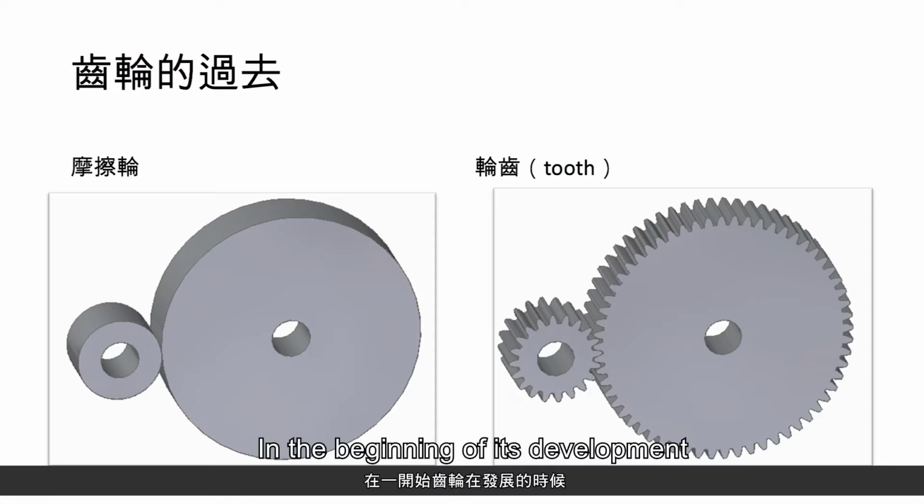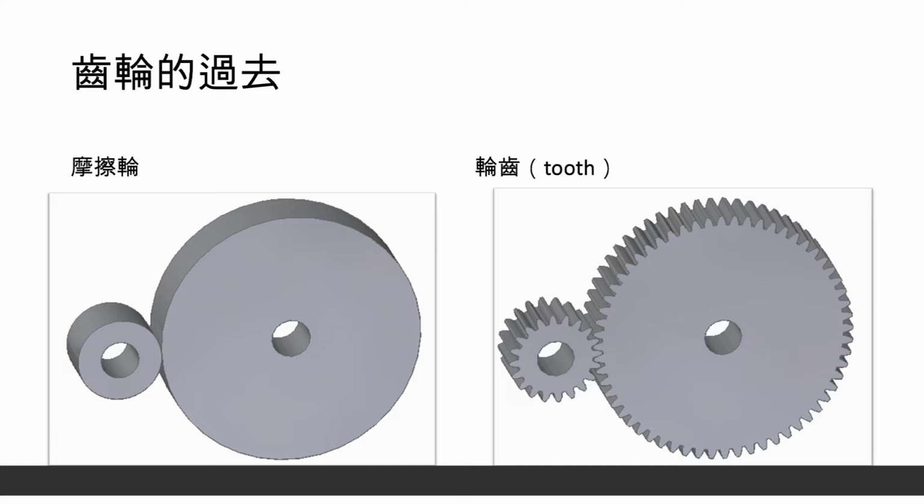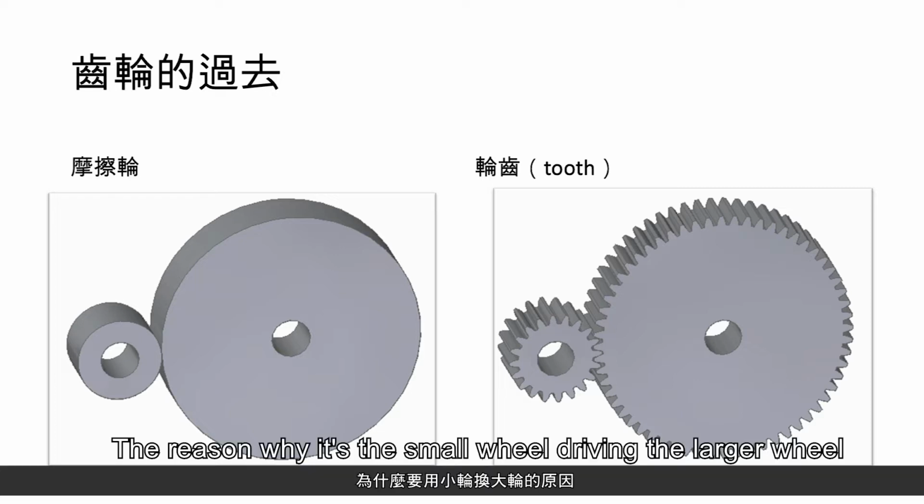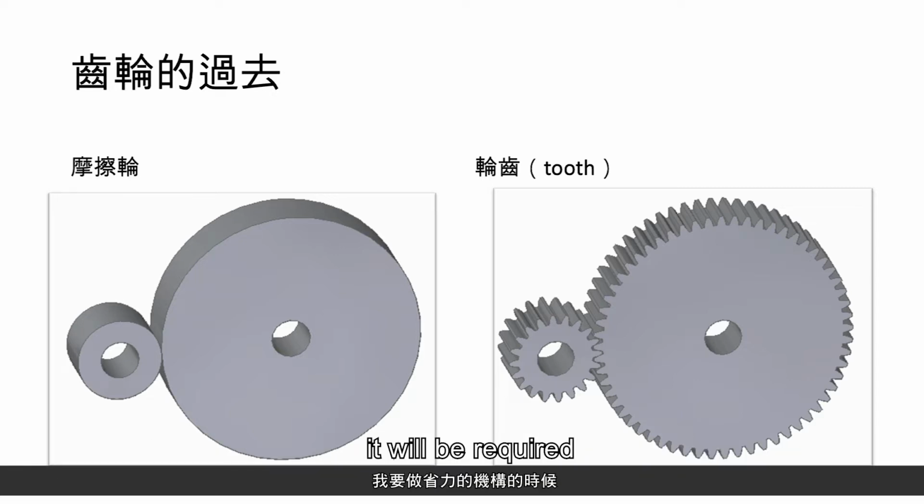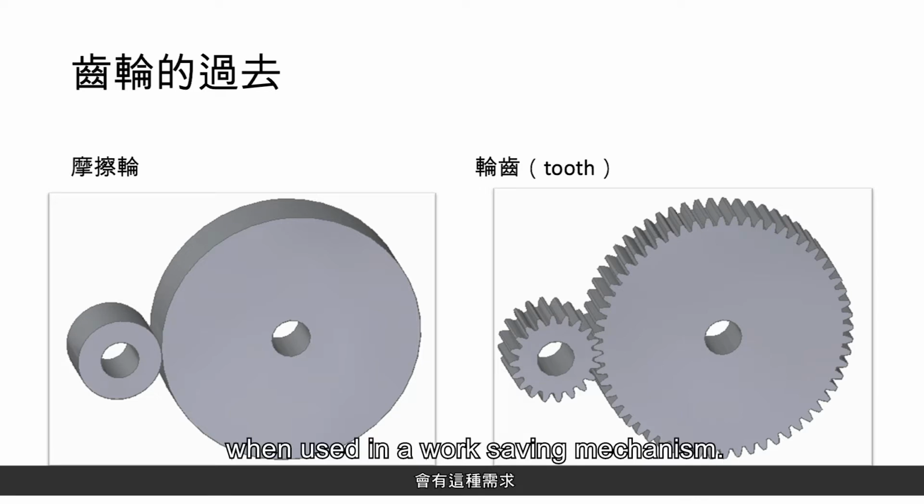In the beginning of its development, there were actually no teeth, such as the one shown on the left. It was driven by friction. It was probably a small wheel driving a bigger wheel. The reason why it's a small wheel driving a larger wheel is mostly because it will be required and used in a work-saving mechanism.